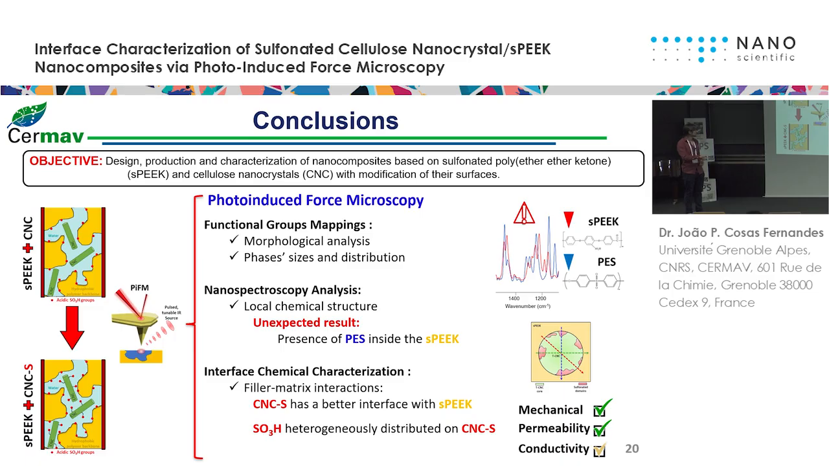So when I did my sulfonation, I do have a different, better interface with my matrix. And also these sulfonated groups that we added, they are most probably heterogeneously distributed on the surface of our composites. And it does have some effects on the mechanical properties, the permeability, and the conductivity of our materials.